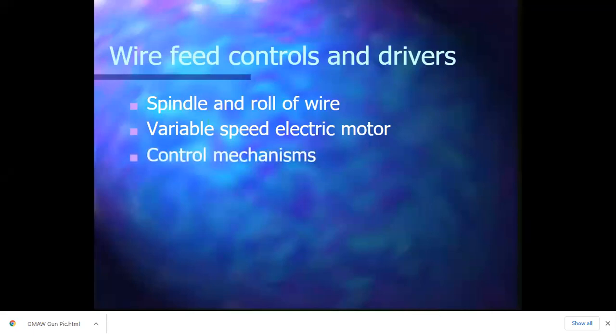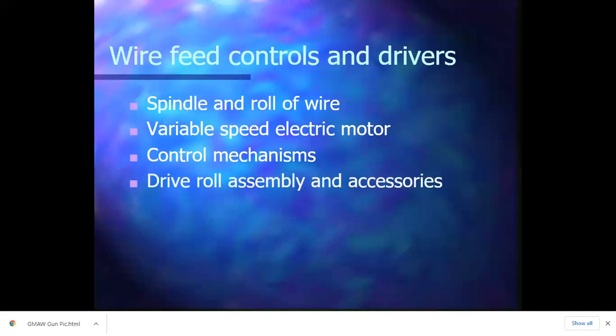So we have some control mechanisms. That could be anything from the gun trigger input. In other systems, there are pedals. TIG uses a pedal. TIG can also be constant voltage with the lift arc, but there's that.